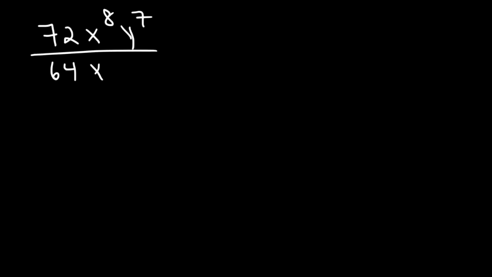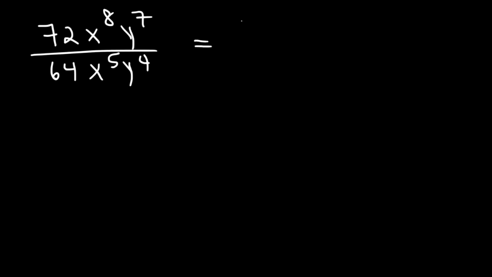Now, based on the examples that we've covered so far, go ahead and work on these practice problems. Start with this one. Simplify the expression 72x to the 8, y to the 7, divided by 64, x to the 5th, y to the 4th. For each of these, feel free to pause the video and work on it.